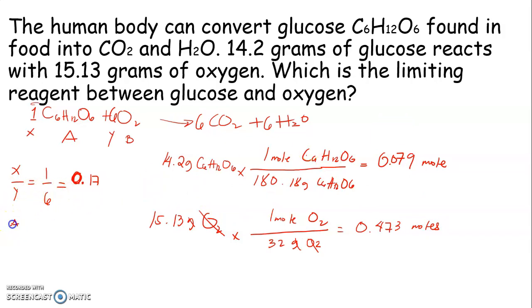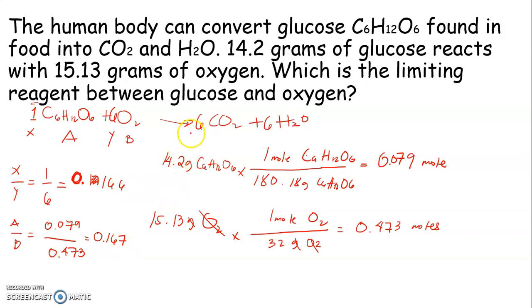Okay, so now let's compare. For this one, A over B. A is going to be 0.079 divided by 0.473, which is going to be 0.167. The other one is going to be 1 divided by 6, right? So it's going to be 0.166666. So A over B is still greater.